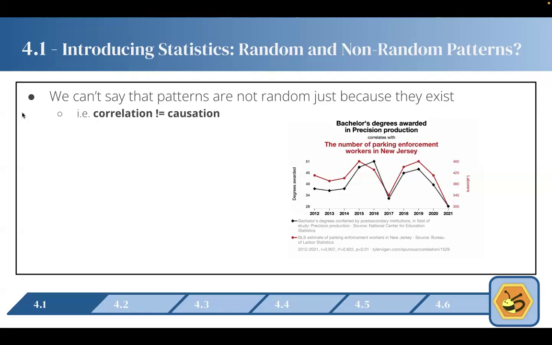So for example, we see here a fun pattern between the number of bachelor's degrees awarded in precision production and the number of parking enforcement workers in New Jersey. Obviously, this is not correlated, right? We can tell just by what they are that they're not correlated, but you see they line up, right? So just because there are patterns doesn't mean they're causing each other. When we're thinking about stats, we really need to think critically about what we're looking at. That's pretty much all 4.1 is, just to let you know that correlation does not equal causation.